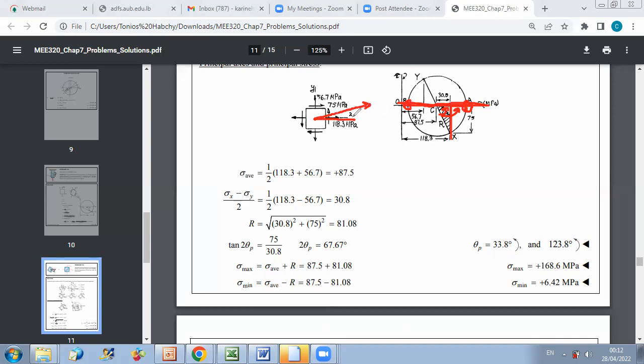You have the first axis obtained by rotation of an angle 2 theta p over 2, corresponding to 33.8 degrees. And now, if you rotate from here 90 degrees, you get your second principal axis. Okay, and then you can calculate the corresponding principal stresses, sigma max, sigma min, as sigma average plus R and sigma average minus R.